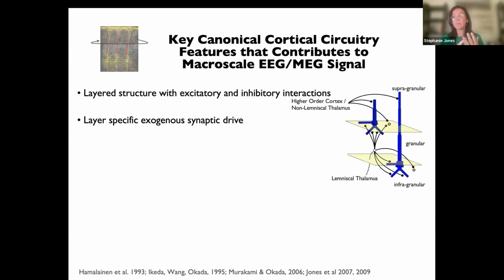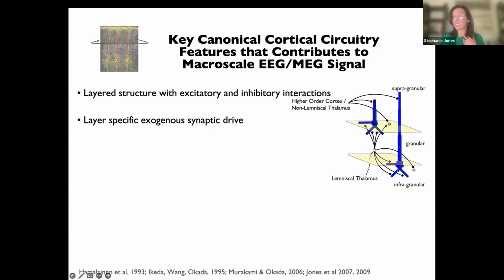And there's two primary pathways of information flow into cortical circuits. The first comes from the lemniscal thalamus. This relays sensory information from your body in the periphery into the thalamus and then up to the granular layers of the cortex where it propagates to the other layers.